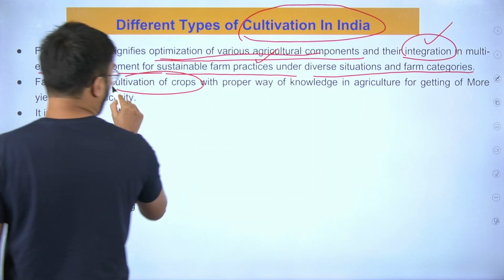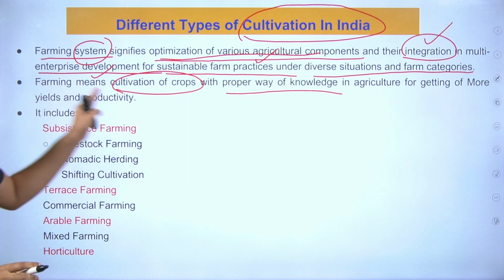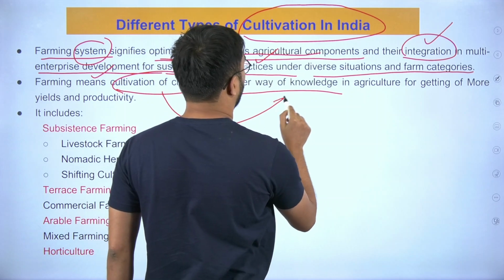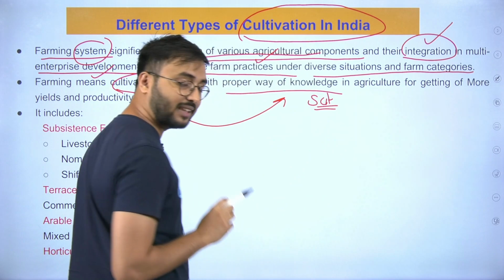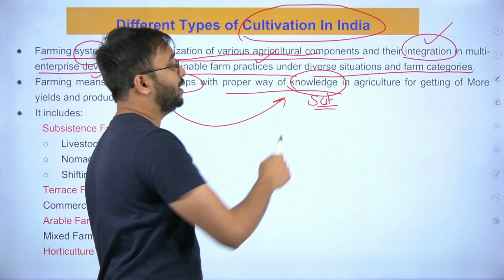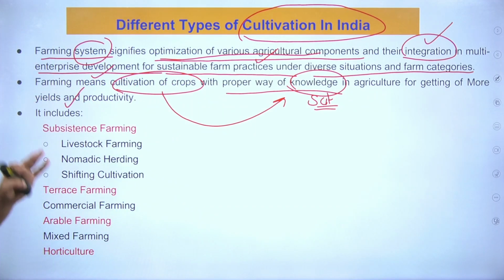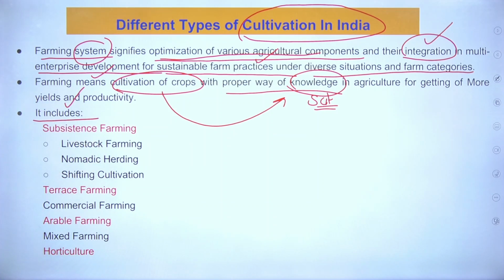Farming means cultivation of crops with proper knowledge in agriculture for getting more yields and productivity, that is, output. When you cultivate the crop with proper scientific techniques, scientific methodology and proper knowledge, there is a very high chance that we can increase our yields, productivity and overall output. Cultivation in India is done in different farming activities or types.